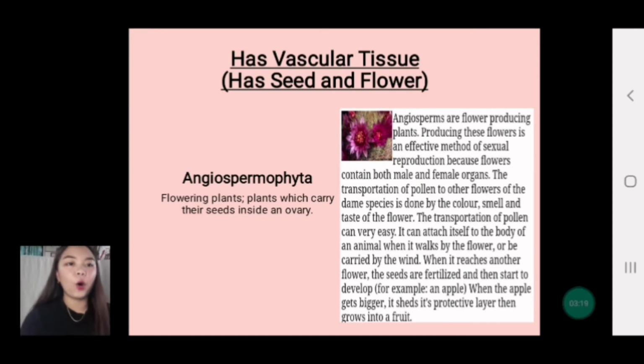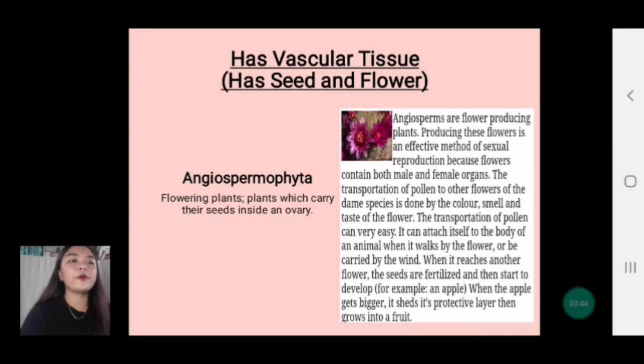So here we go. The next one has vascular tissue, seeds and flowers. The example of this is Angiospermophyta, the flowering plants which carry their seeds inside an ovary. The example of this plant is the sunflower, or angiosperm.